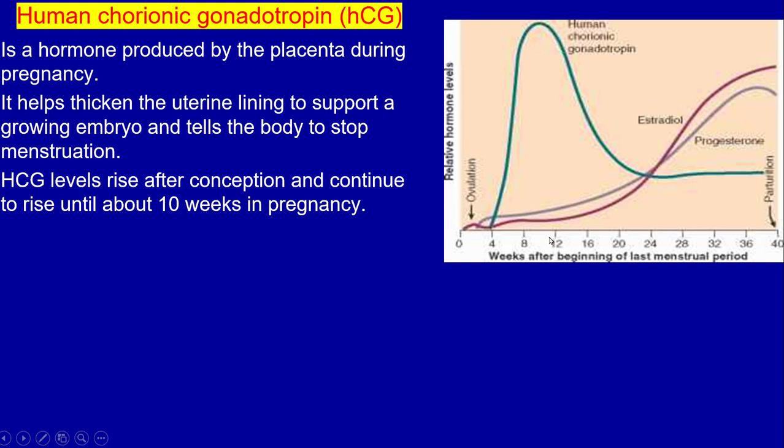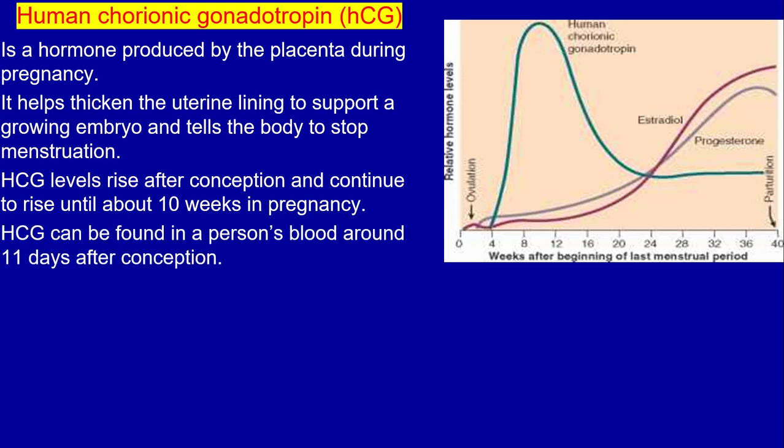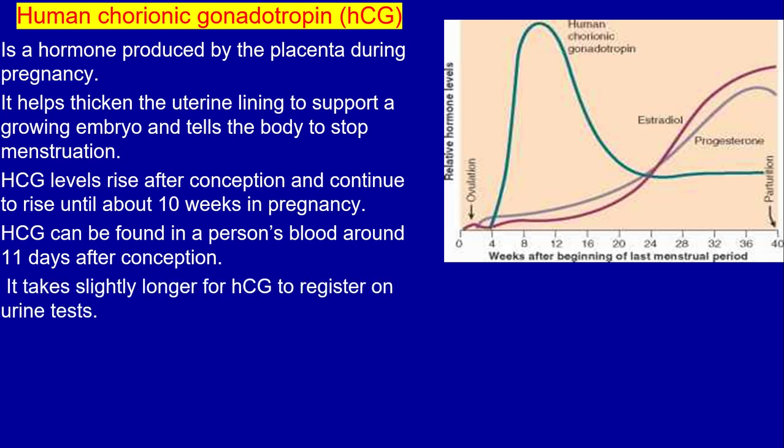HCG level rises after conception and continues to rise until about 10 weeks in pregnancy. As the pregnancy progresses, the concentration of this hormone rises up to the 10th week. In this graph, this is the time duration of pregnancy and this is the concentration of the hormone. Here up to week 10, the concentration of this hormone rises, and HCG can be found in a person's blood around 11 days after conception.